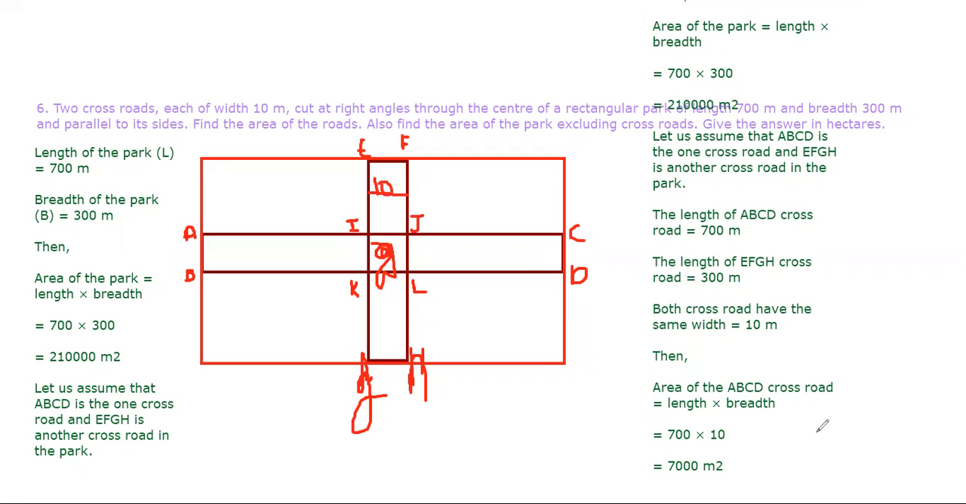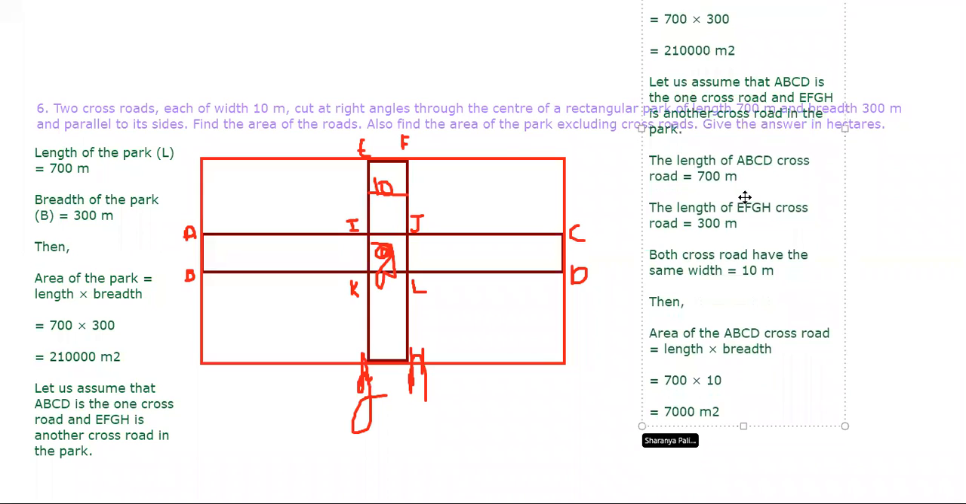Now the area of the ABCD crossroad is length into breadth. Breadth means width. So 700 into 10, that is 7000 meter square. And now we have to find the area of the crossroad EFGH. So now here what we will do is, see here down.